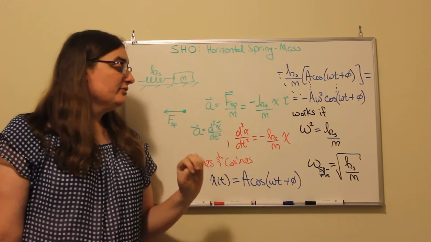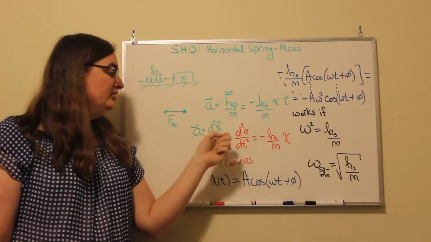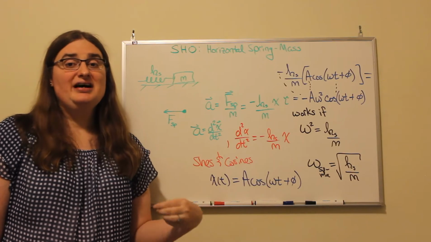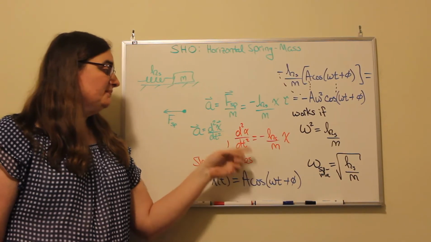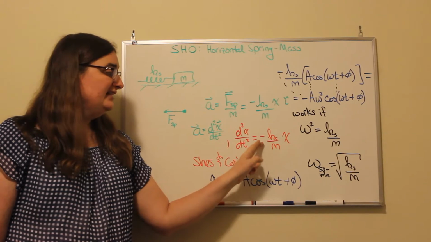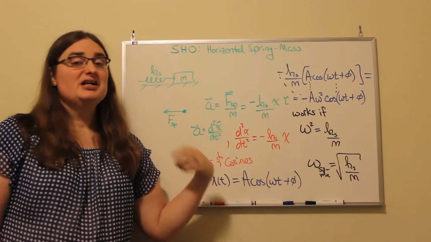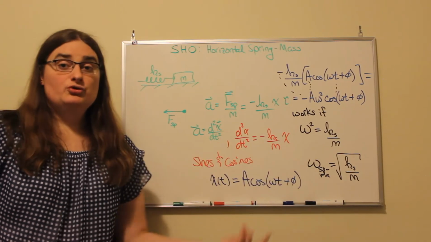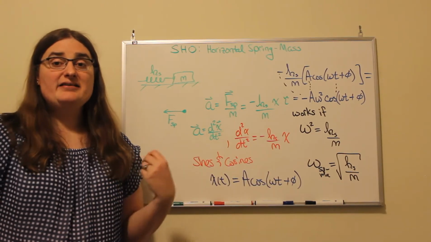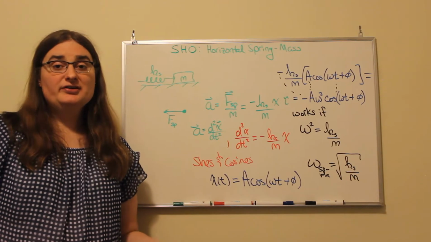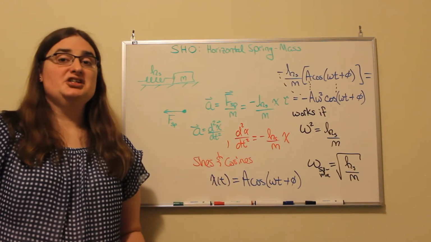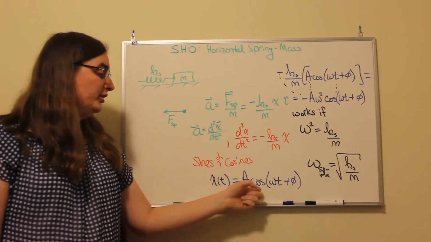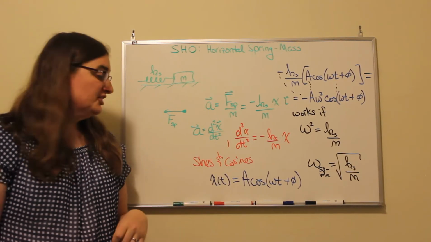So leaving the direction aside, we need to have a position that as a function of time can solve the relationship that its second derivative is minus some constant times that original value. And two functions come to mind that have a second derivative that's minus the function itself. And those are sines and cosines. And we're going to use the cosine function.